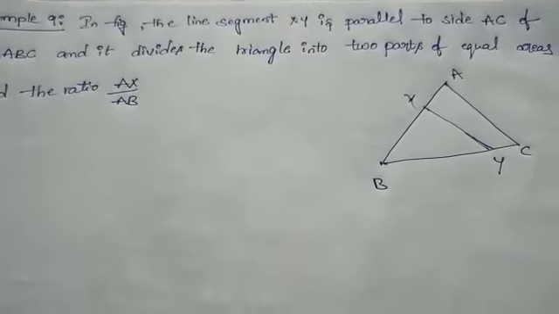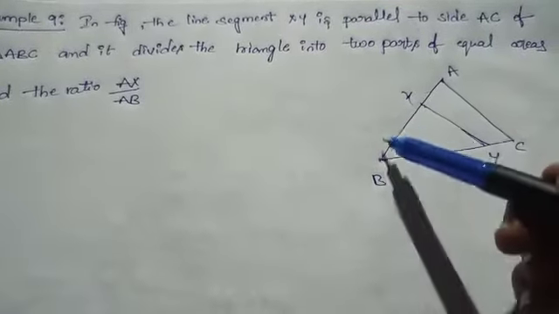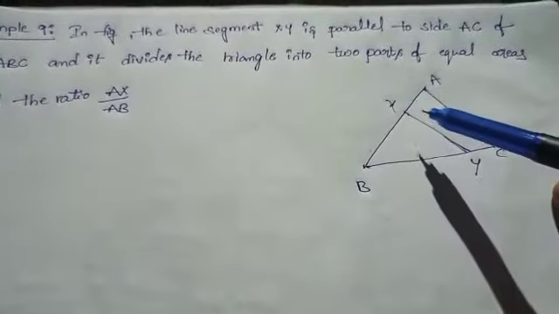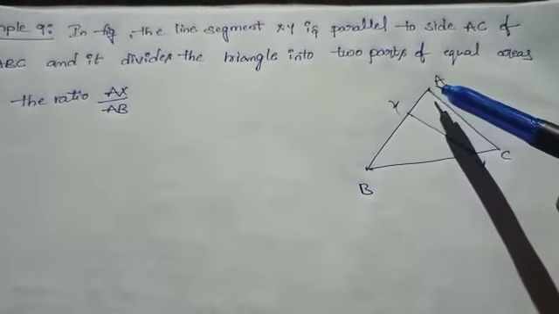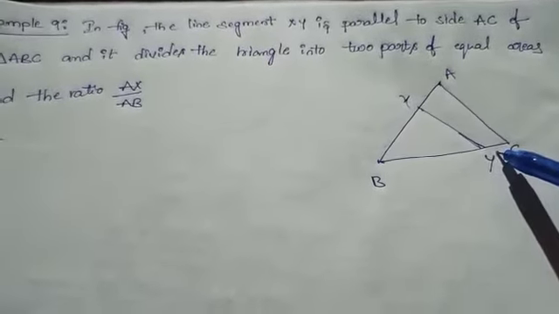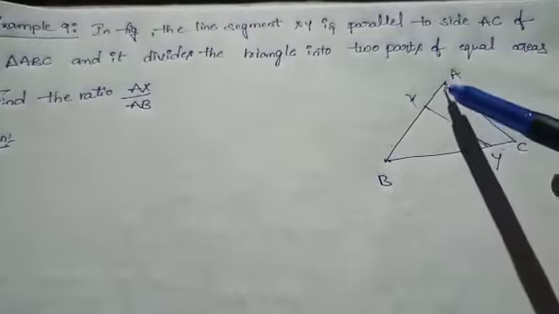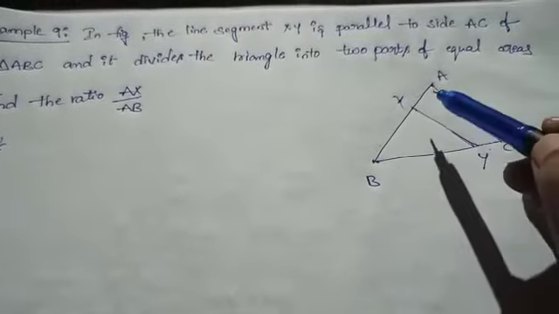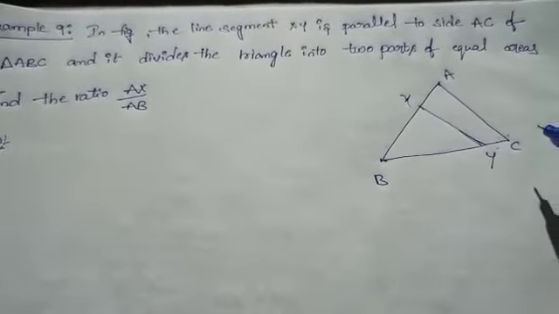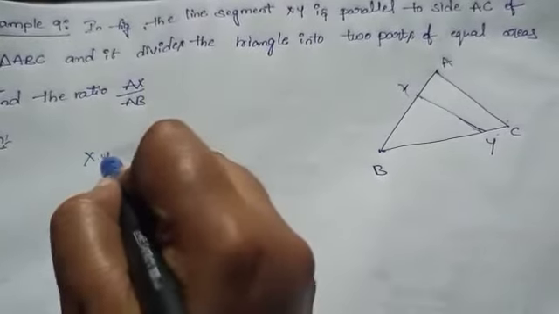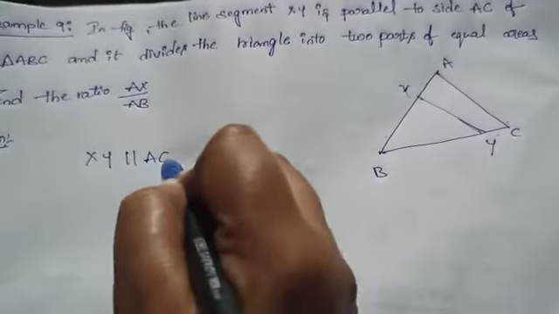Let's discuss one example. In the figure, the line segment XY is parallel to side AC of triangle ABC. This is the triangle ABC. Here the XY line is parallel to AC. Okay. Here given XY is parallel to AC.